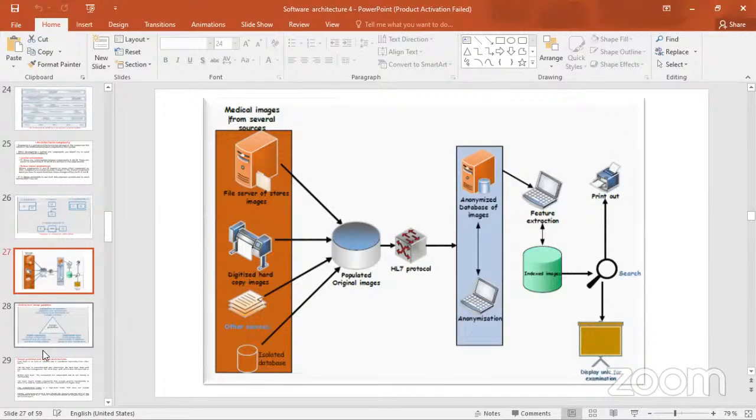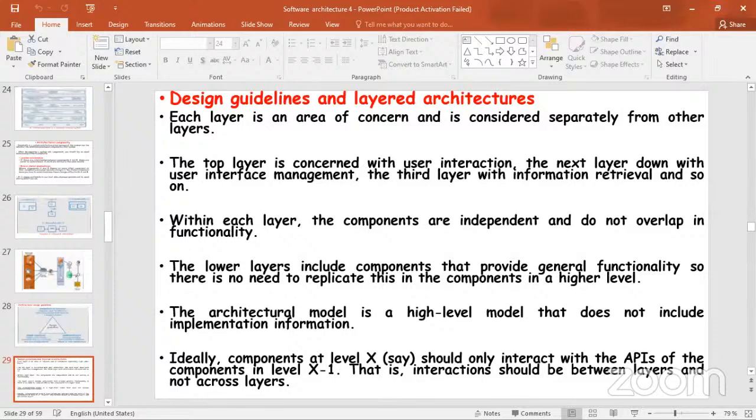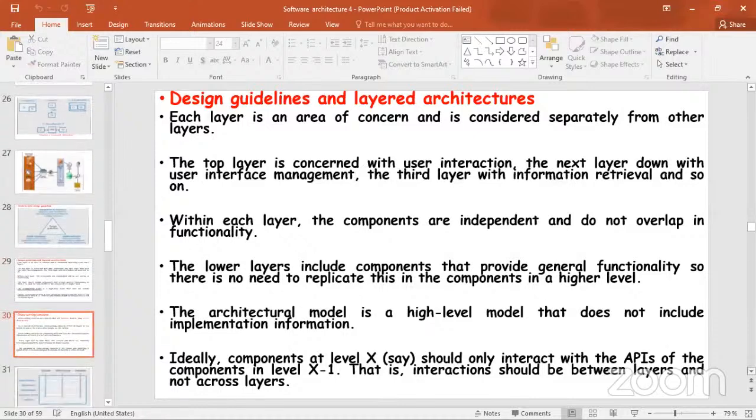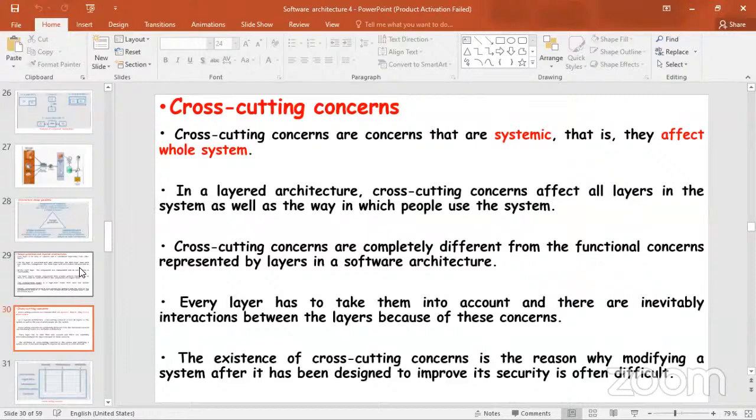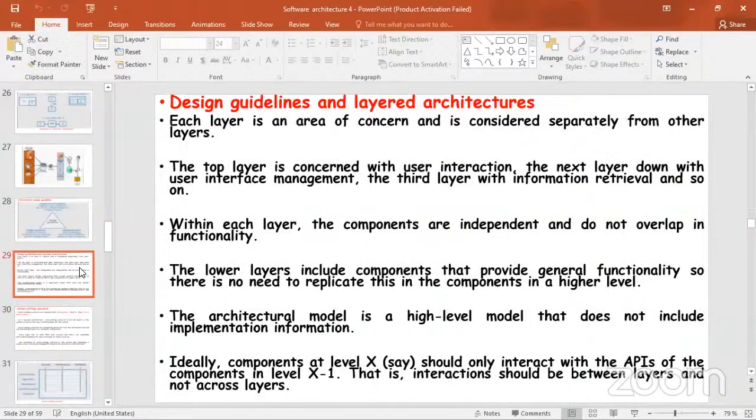So these are the things that you need to consider generally when you want to design any database, guideline of a layered architecture.